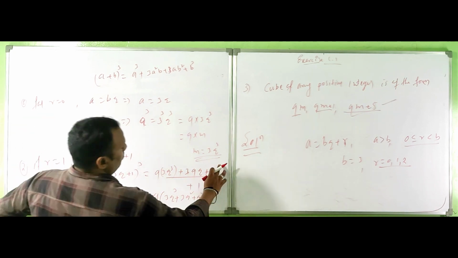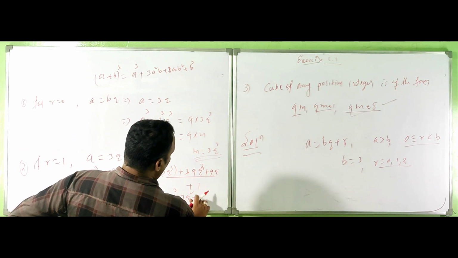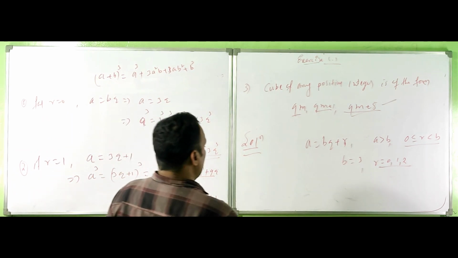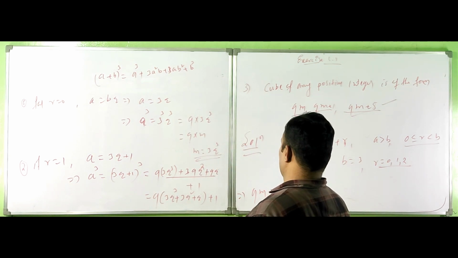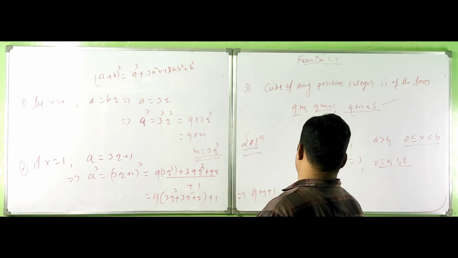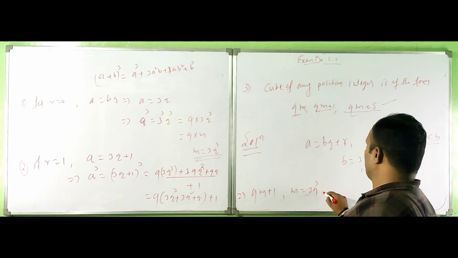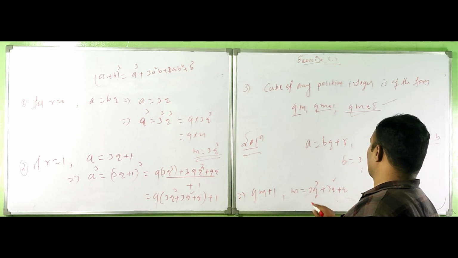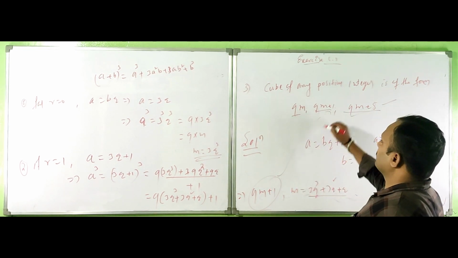This should be q, not q square, right? This should be q, and this should be q plus 1. This is the answer. Again, this implies 9m plus 1, where m is equal to 3q plus 3q cube 3 square plus q. Again, 9m plus 1 here, right?